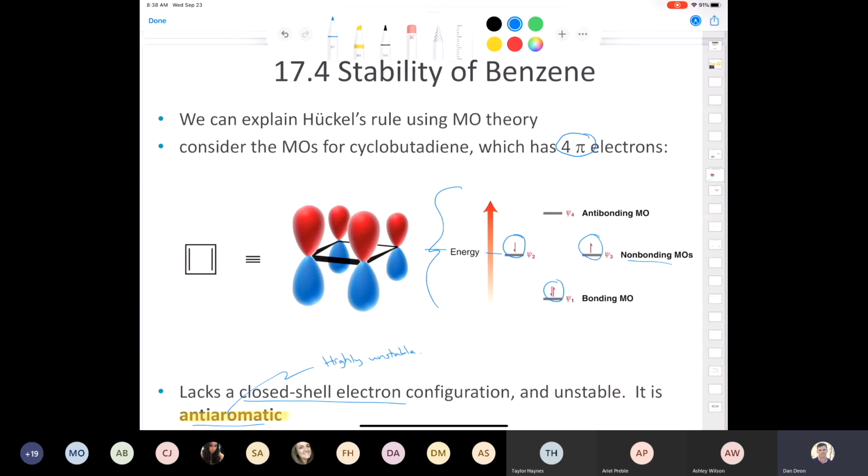Now, if you read the book, what it will tell you is that cyclobutadiene will kind of adopt a rectangular shape like this. It'll kind of stretch like that, and that's to avoid the overlap of the p orbitals, but it's not enough. Okay, and so cyclobutadiene is an anti-aromatic compound.